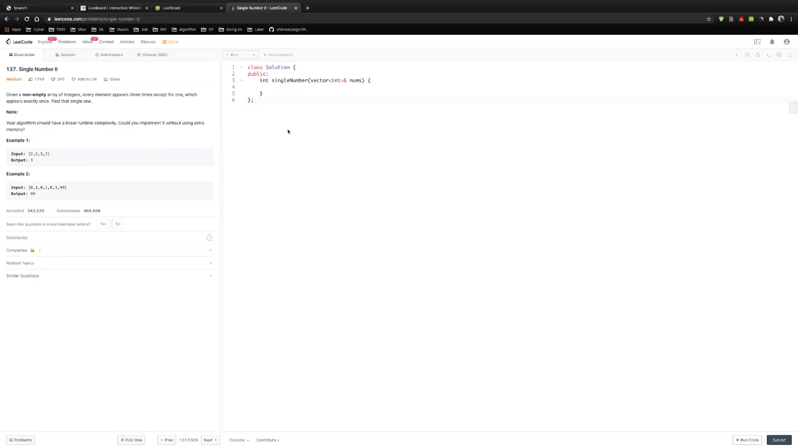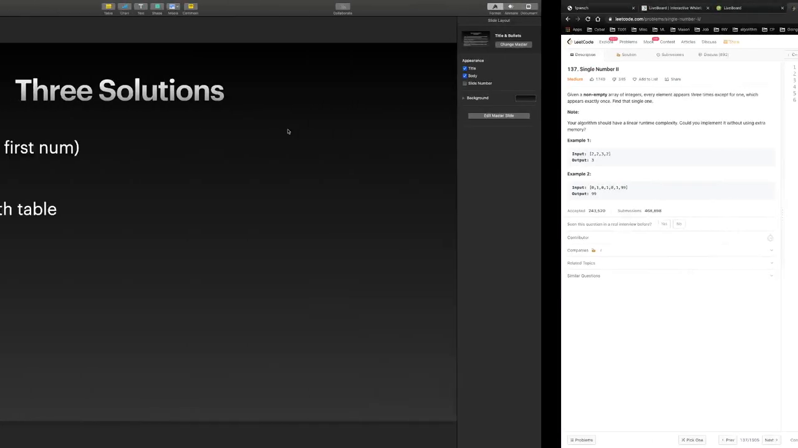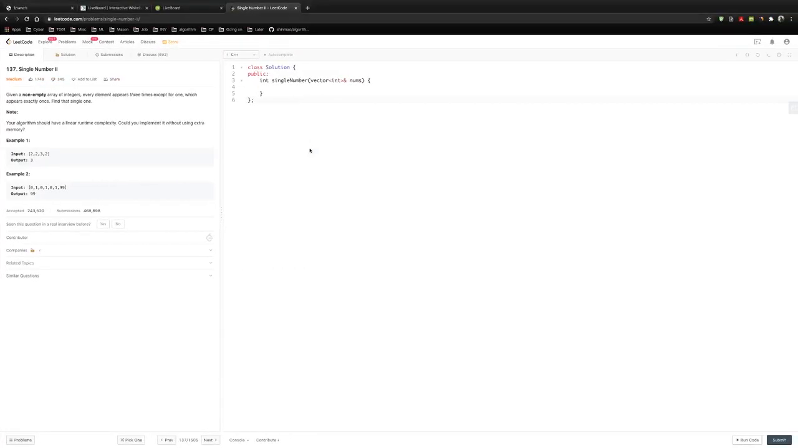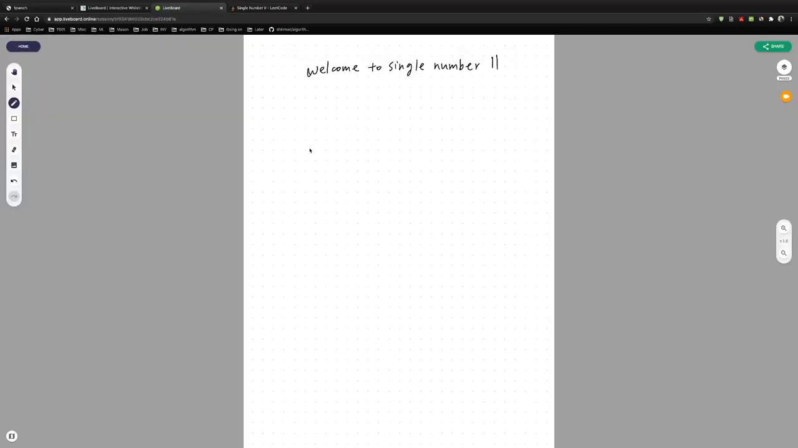From now on, I will start talking about our idea and looking at the code of the solution. I will introduce 3 solutions today. The first solution is sort, and then the third number equals the first number. If you cannot understand what I'm saying, it's okay. I will let you figure it out.